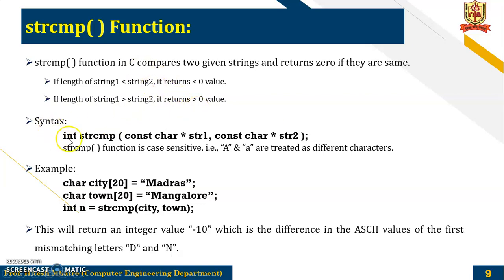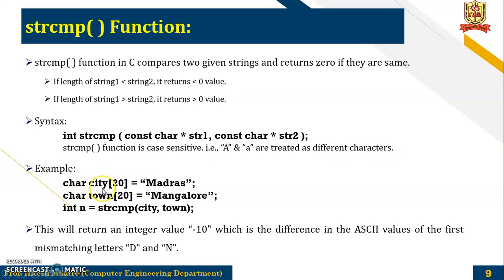So the syntax of compare is of type integer. We have seen strcpy and strcat that have a type character, but since this returns a value as an integer, it is int strcmp(string1, string2). Now strcmp is case sensitive, that is, capital A and small a are treated as different characters. So here we have an example.